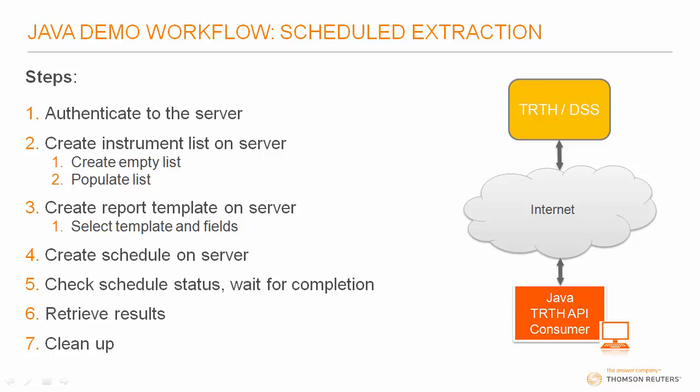After authenticating to the server, we will create an instrument list, a report template, and a schedule. All of these will be persisted on the server. Then we will check the schedule status and wait for the extraction to complete. Once that is done, we will retrieve the results. Finally, as this is a demo and we do not want to reuse these components, we will delete the instrument list, report template, and schedule.